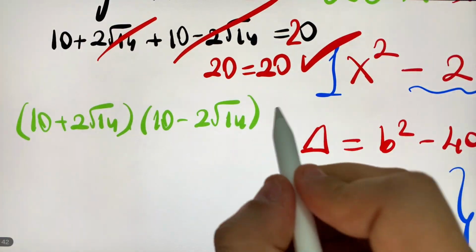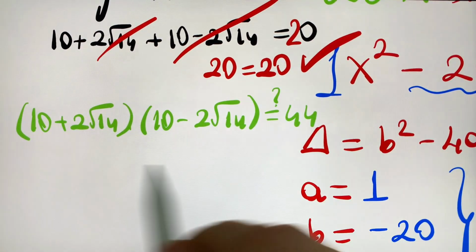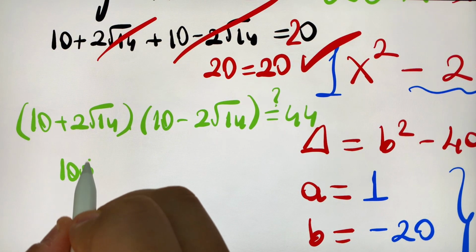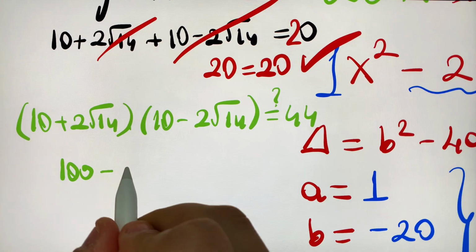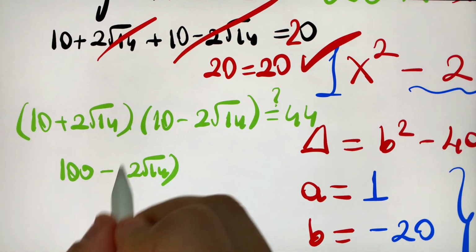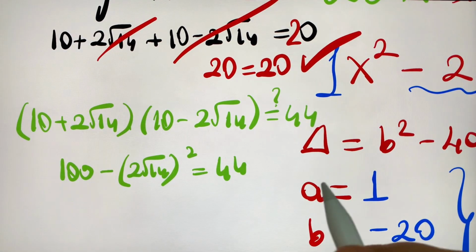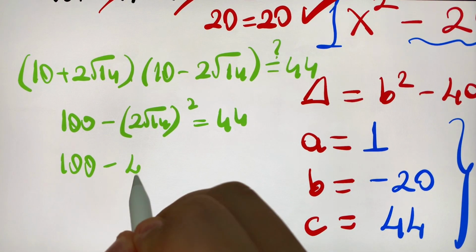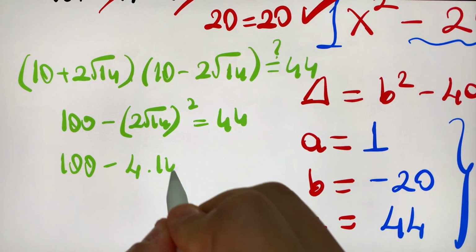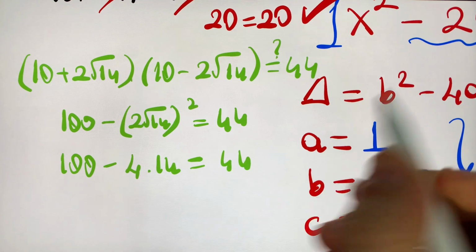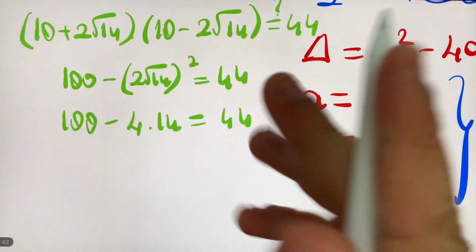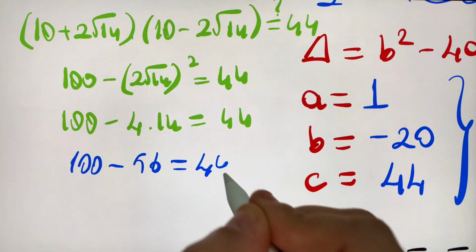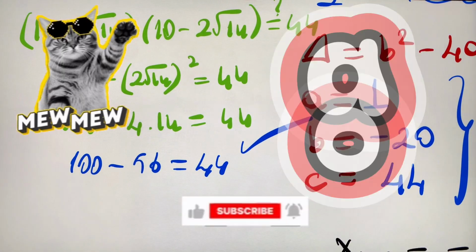We look at whether this expression is really 44. Because there is a difference of two squares, 10 squared minus (2 root 14) squared is equal to 44. Here I got 100 minus 4 times 14, that is 2 squared times 14. We look at whether it is really equal to 44. The number that comes out is 100 minus 56. We have reached the result 44.